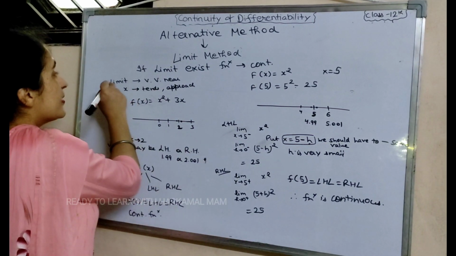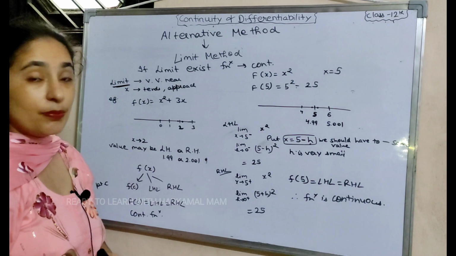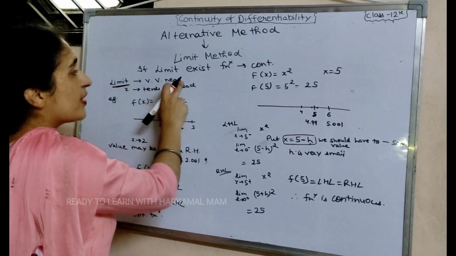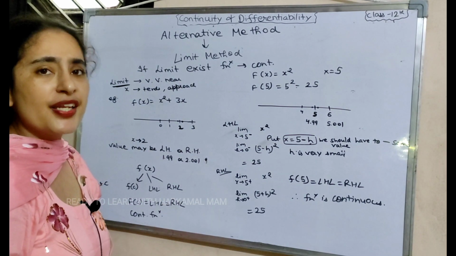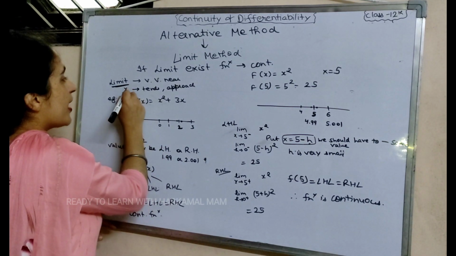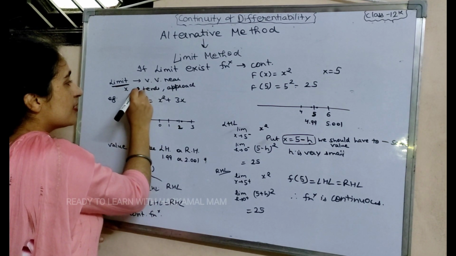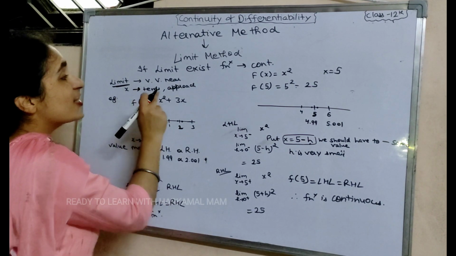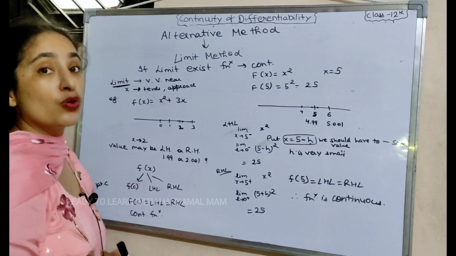What is the meaning of limit? Limit means very, very near. When x, this symbol means tends to or approaches to.